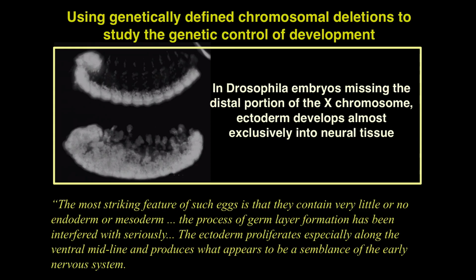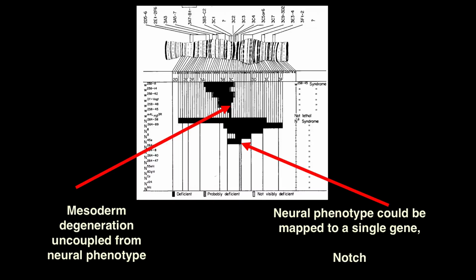The ectoderm proliferates, especially on the ventral midline, and produces what appears to be the semblance of an early nervous system. So deleting this region of the chromosome produced multiple defects, the most dramatic of which was conversion of all ectoderm, rather than becoming epiderm and neural tissue, into the neural pathway. But by using all the available deletions, Poulsen was able to break this phenotype into components, and set up the standard for how we work.